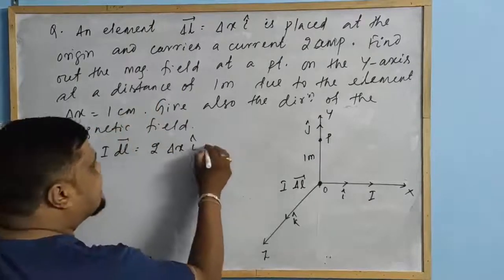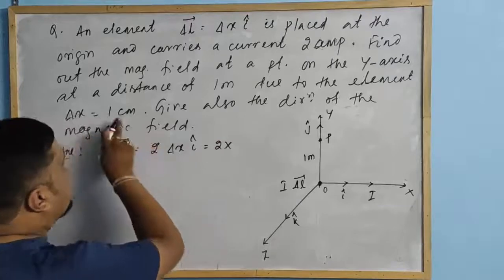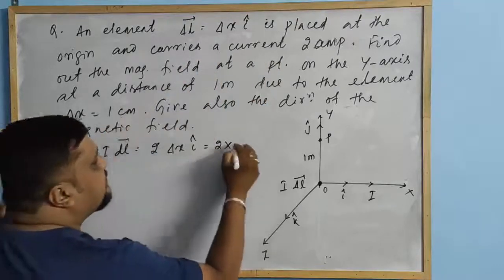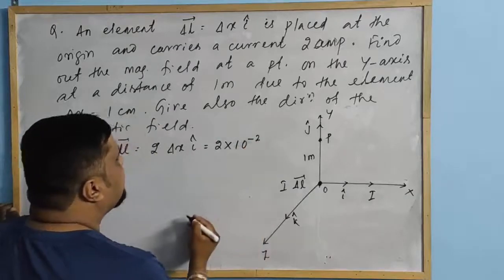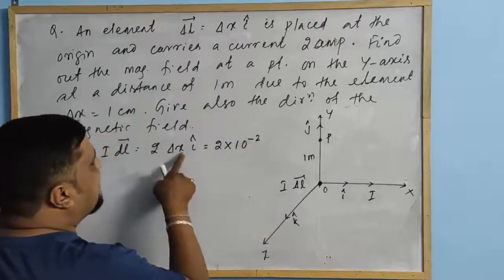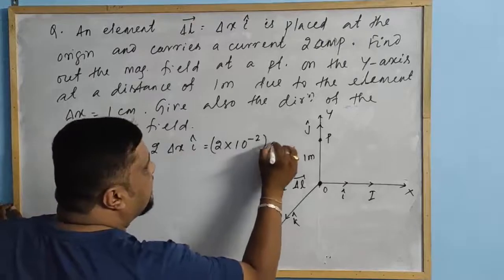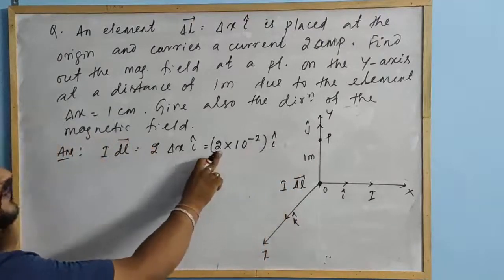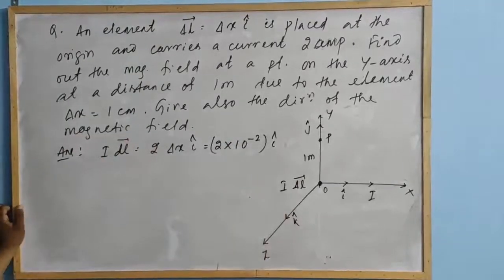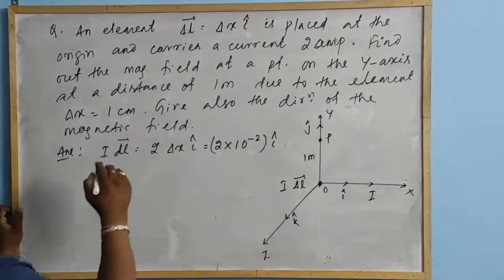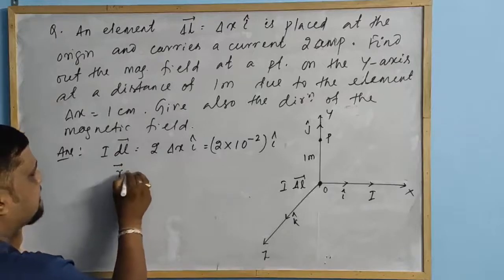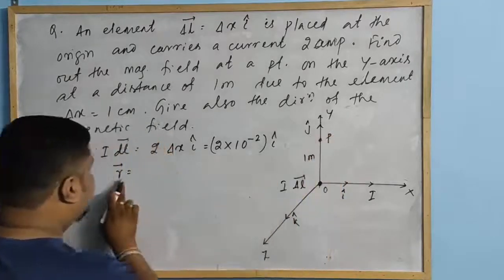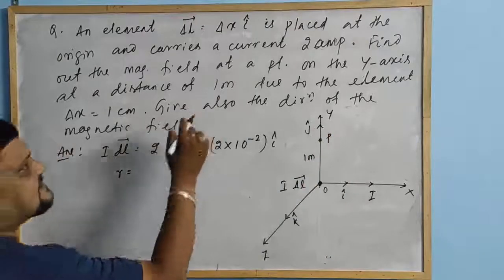So 2 into 1 cm. Let us convert this; ampere, all these things are in SI. 1 cm is equal to 10 to the power minus 2 meter. i cap, that is in meter. So this is in meter, this is ampere, ampere meter. This is IDL. Then, what is this R? As it is a straight line, the magnitude of R is equal to a distance of 1 meter.